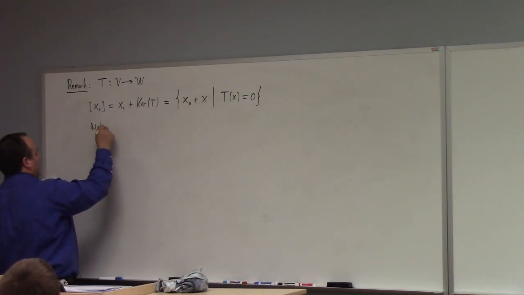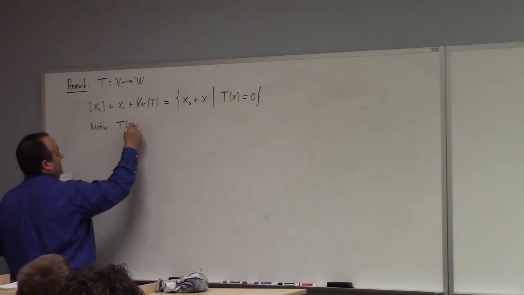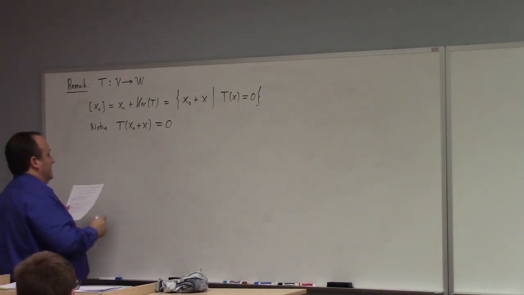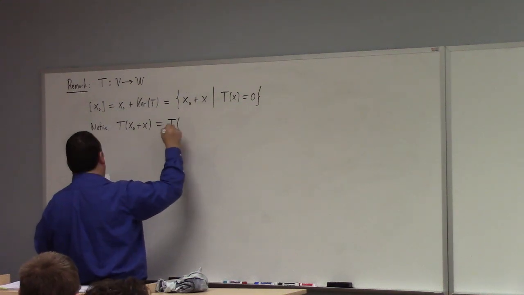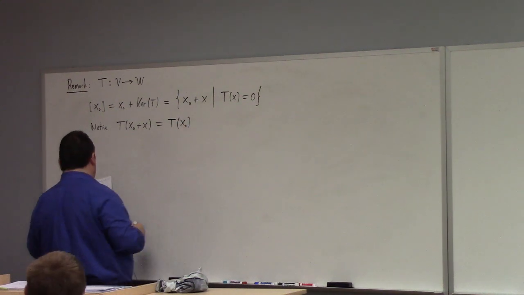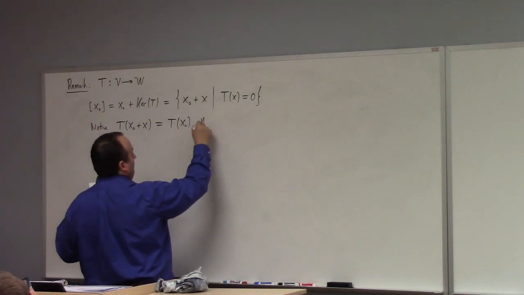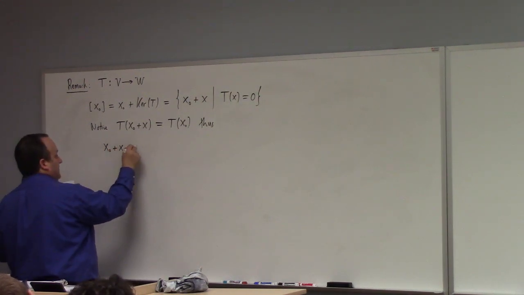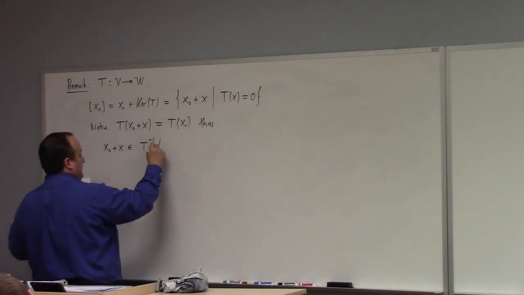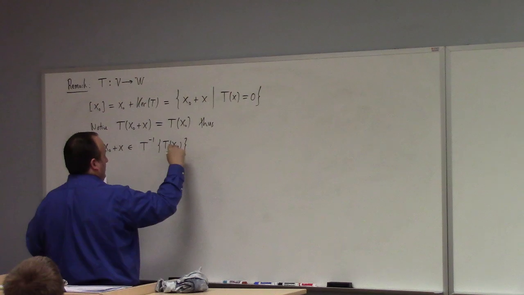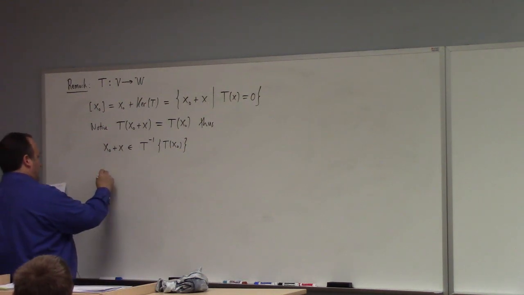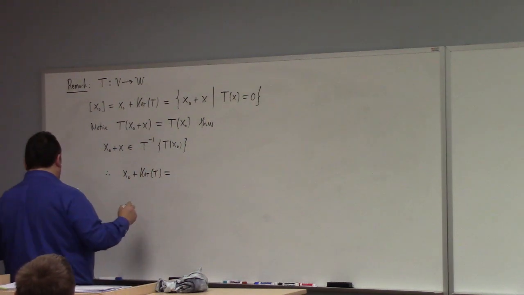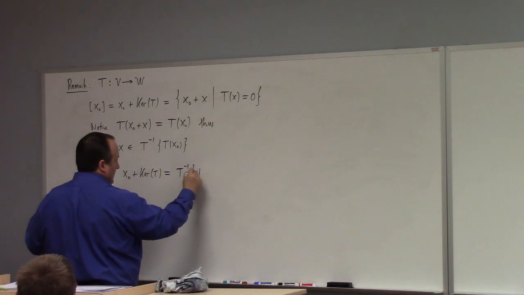Notice T of x naught plus x is not equal to 0, but is equal to what? T of x naught. Thus, x naught plus x is an element of the inverse image of the set containing T of x naught. Therefore, x naught plus the kernel of T is equal to the inverse image of T of x naught.